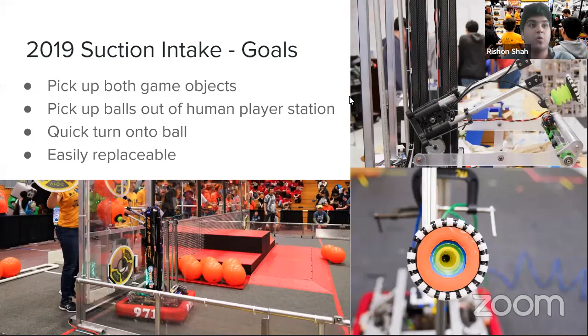On top of that, we also wanted our robot to be able to quick turn onto the ball if it missed the first time. So basically, if we missed in taking the ball, we'd be able to turn our robot into the ball, and the suction cup would kind of fold onto the ball and grab onto it like that. This was one goal that ended up being not as important as we thought as we progressed along the season, and we did end up changing our prototype because of that.